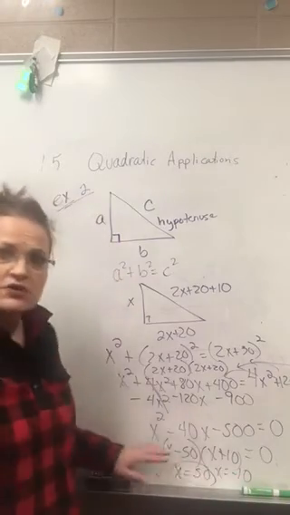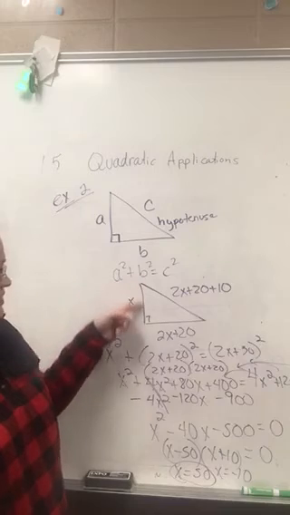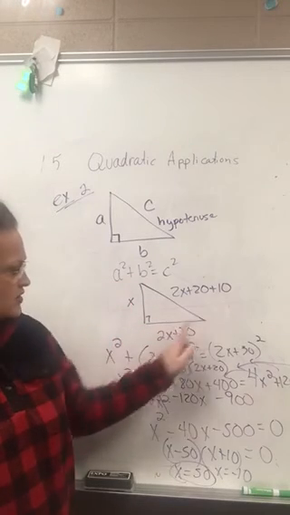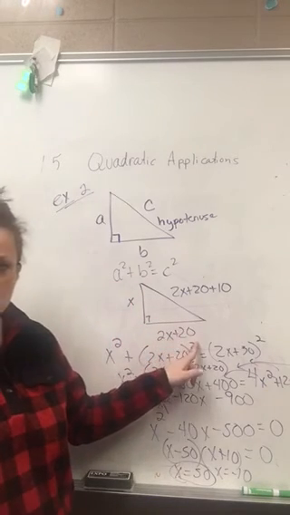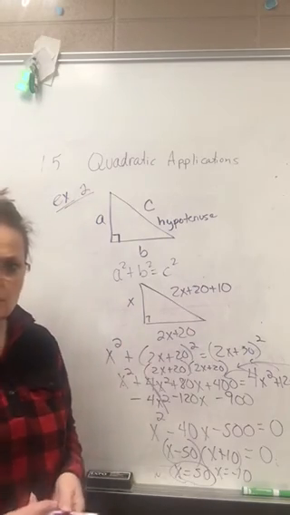The 50 is the only one that works back in the original. So that means the short side is 50. The long side is 2 times 50 plus 20. So we can figure out the 3 dimensions there that were requested.